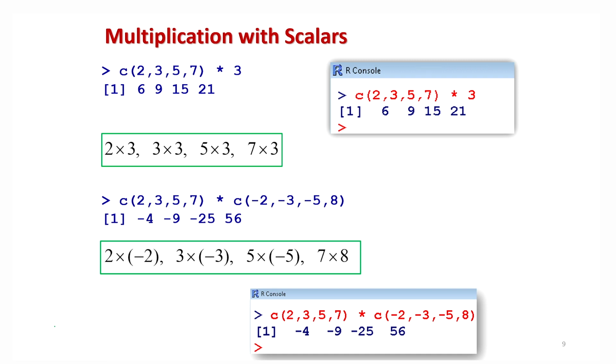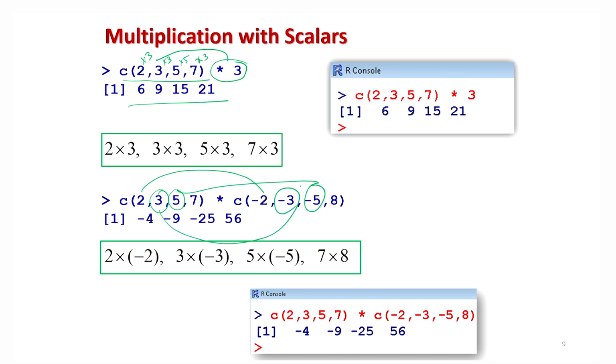You can see here this c(2, 3, 5, 7), when it is multiplied by scalar 3, then this 3 is being multiplied over each and every number: 2 into 3, 3 into 3, 5 into 3, 7 into 3. Right, and we get this outcome. And similarly, if you take two data vectors of the same length, then 2 and 2, minus 3 and 3, minus 5 and 5, and 7 and 8 are going to be multiplied.